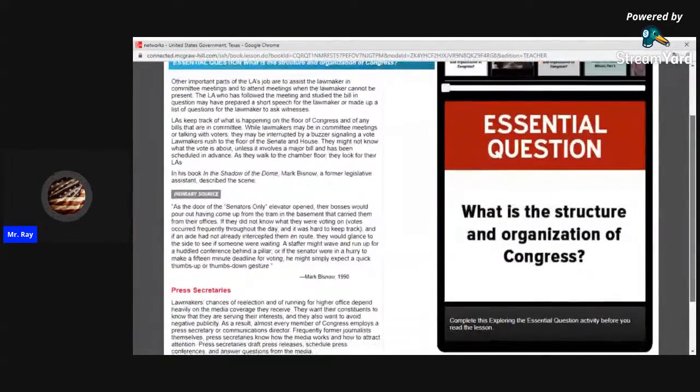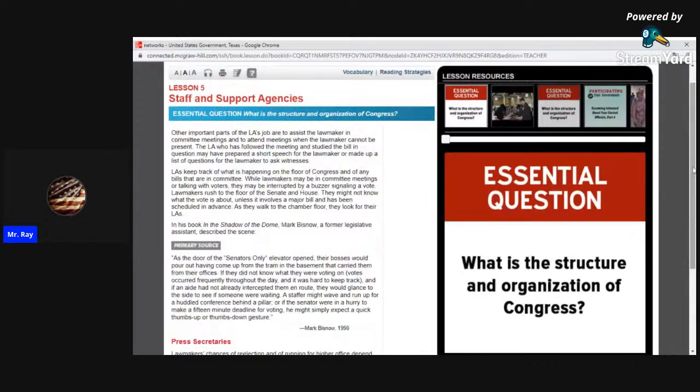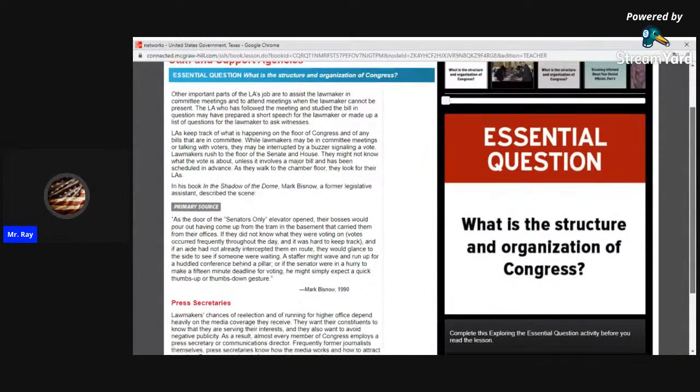Maybe I can't go because I have to be at this committee meeting at 2 o'clock, and there's another one at 2 o'clock. I'm going to send my legislative assistant. And they can also follow what happens on the floor in case I can't physically be on the floor of the house. Okay? I can also have a press secretary.